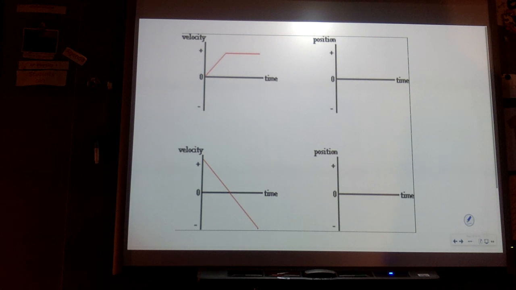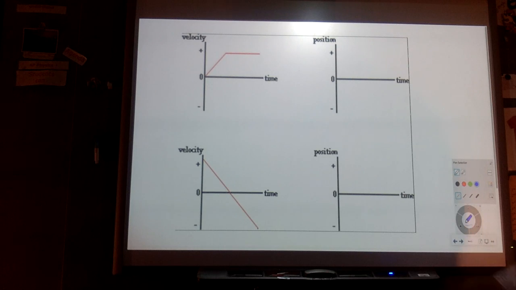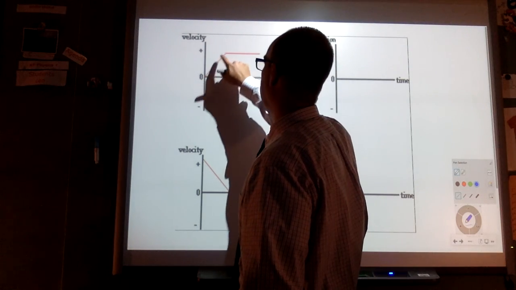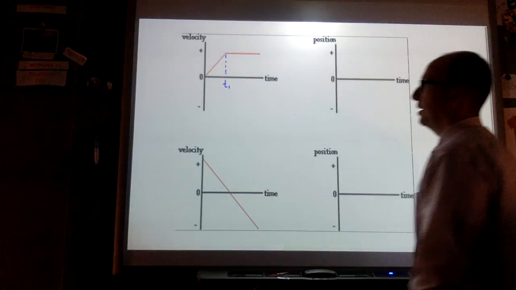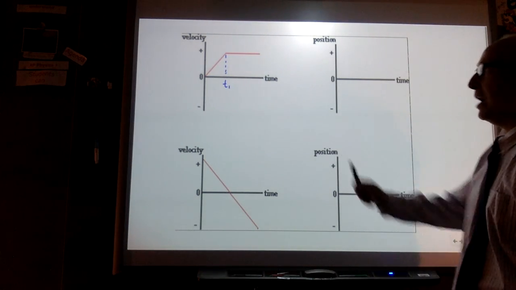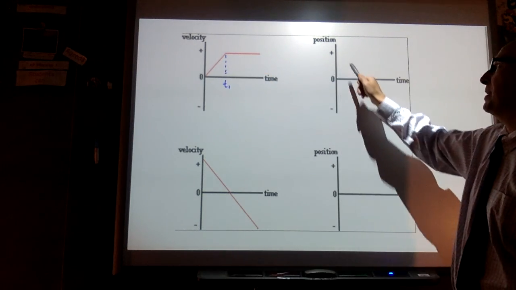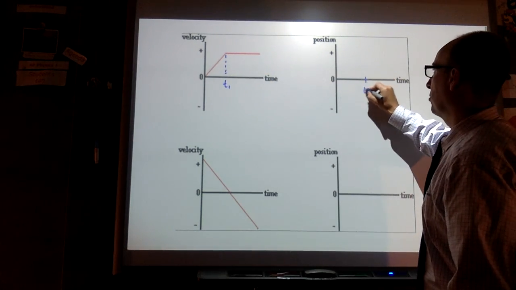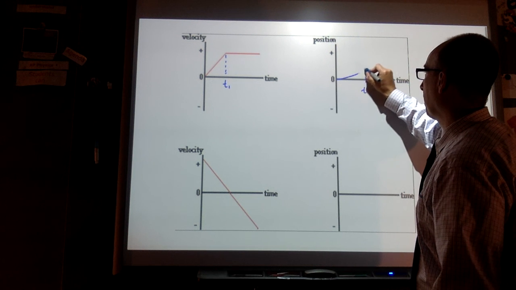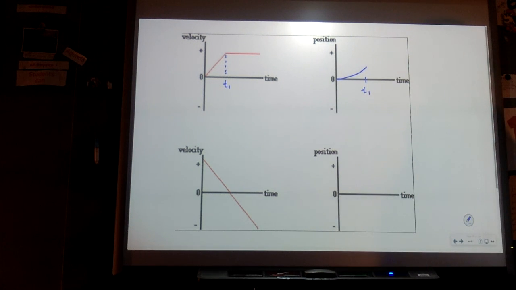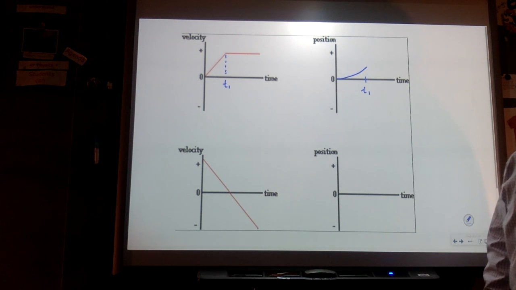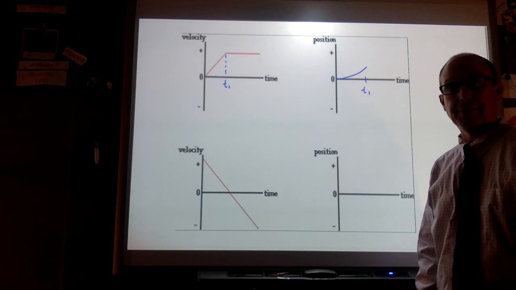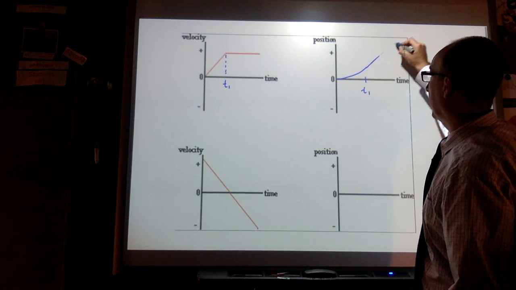So if I want to go from velocity to position time, I know that from here to here, I'll make that just like t1, the velocity is increasing. That tells me I have acceleration. That tells me this should be a curve. So from 0 to t1, I should have a curved line. From t1 on, I have constant velocity. What does that look like on a position time graph? That's going to look like a line that goes straight.